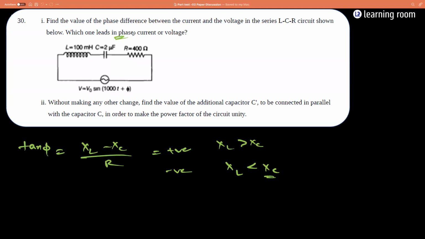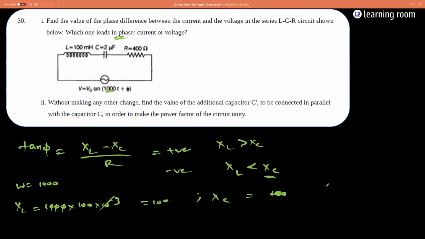So can you calculate XL? Omega is equal to 1000. So XL will be equal to 1000 into L, which is 100 into 10 power minus 3. So what will you get? 1, 2, 3, and this is gone. So you'll get 100.